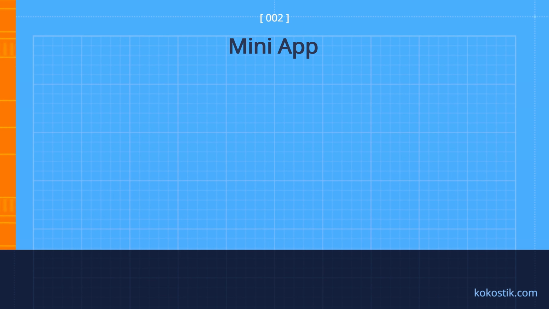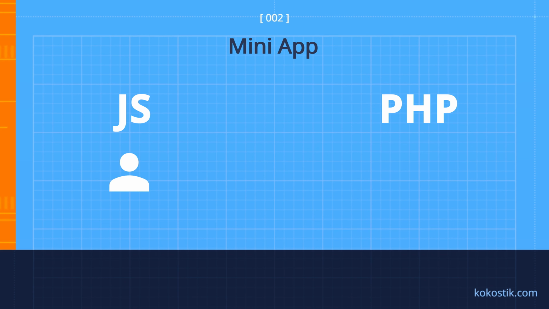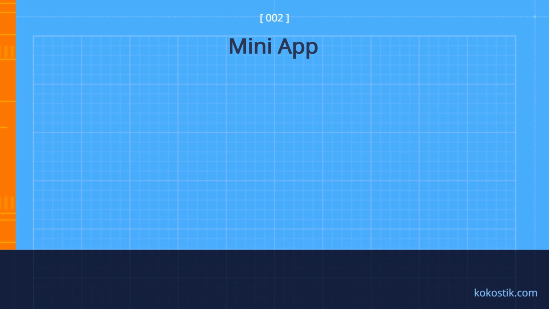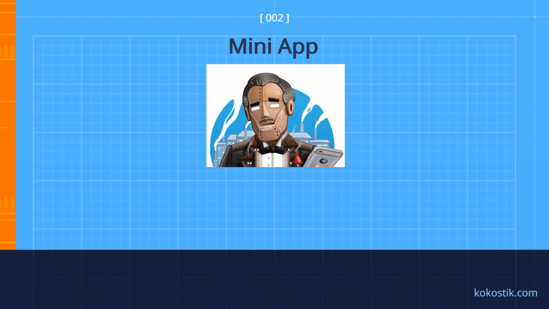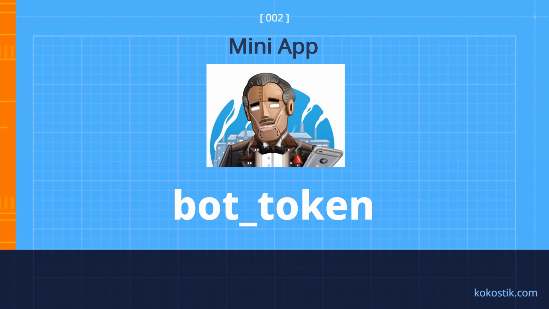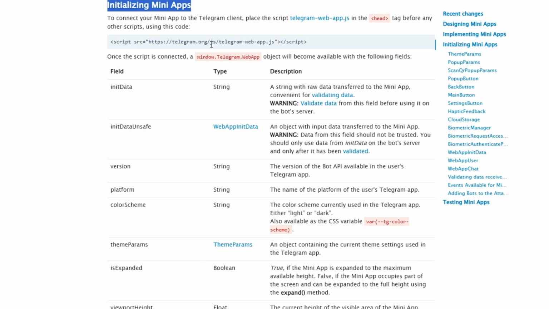Hello everyone. To verify user data and ensure that the user is genuine, we need to perform a check. Today, we will verify a mini app user in Telegram using JavaScript on the client side and PHP on the server side. It is assumed that you already have a bot created along with a Telegram application and a token obtained during the bot creation process. Let's refer to the official Telegram website for instructions.